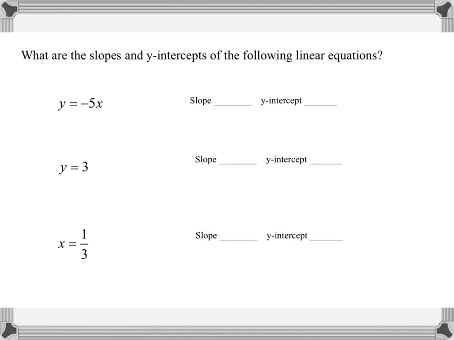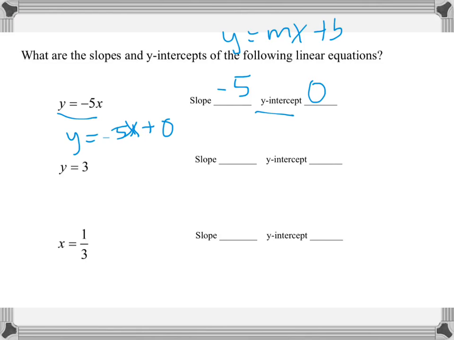Okay, now for the next one, it has to be in the form y equals mx plus b. The next one is not in that form, but I can make an equivalent equation by adding 0 as the b, so the slope is -5 and the y-intercept is 0. By the way, now you know it goes through the origin, because if the y-intercept is 0, the x-intercept also has to be 0. So this is a steep line that's decreasing, and it goes through the origin.